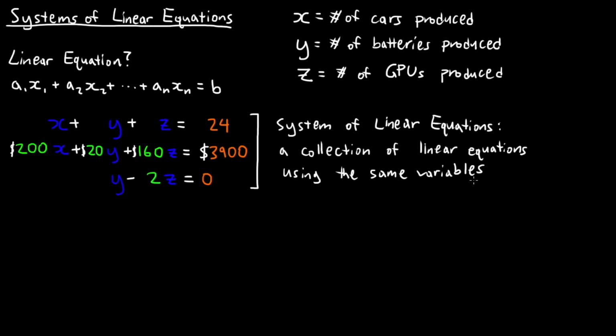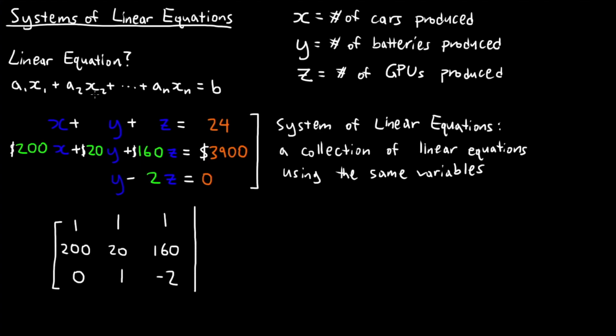So we can use the augmented matrix, where we can keep the coefficients of our variables and take out the variables themselves. Here's what the augmented matrix would look like for this system of linear equations. So just having our x would be the same as having a coefficient of 1, same for y, 1, 200, 20, 160, 0 for the x, 1, and negative 2.